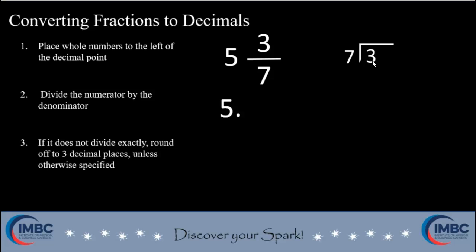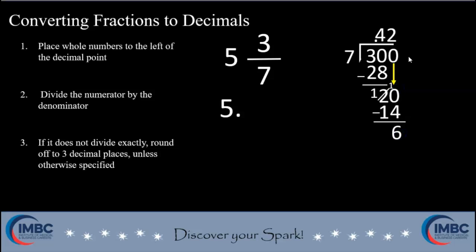7 cannot go into 3, so we add a 0. And again, placing the decimal right where it would be, so right after the whole number. 7 does go into 30, goes in 4 times. 4 times 7 is 28. We do the subtraction. 30 minus 28 is 2. We add another 0. We bring it down. 7 goes into 20 2 times. 2 times 7 is 14. We do the subtraction. 20 minus 14 is going to be 6, but we have to borrow. That's going to be a 10.